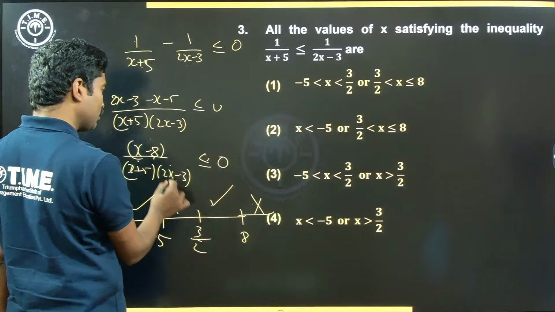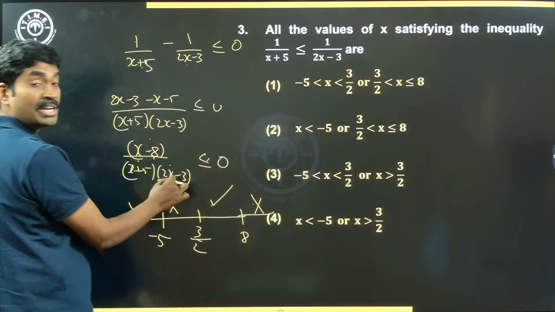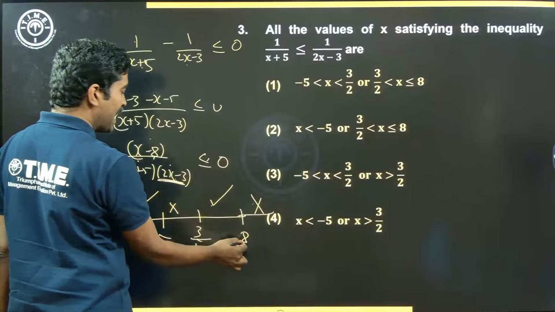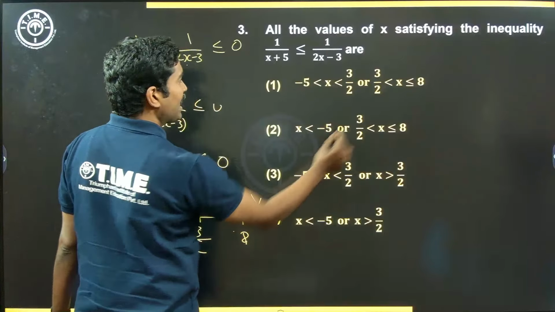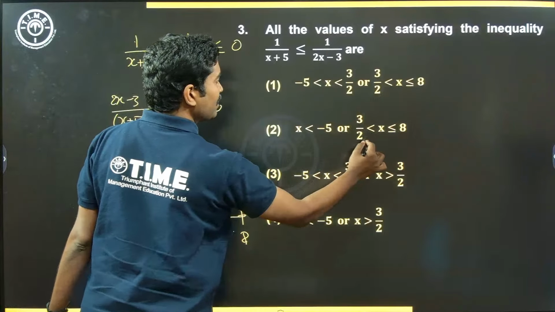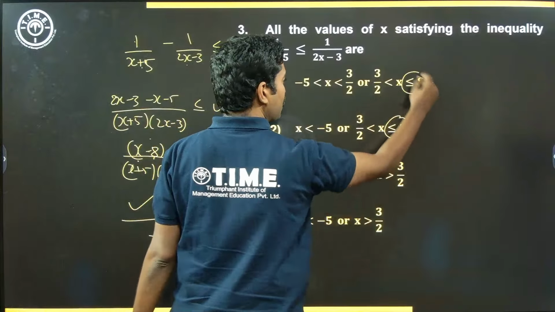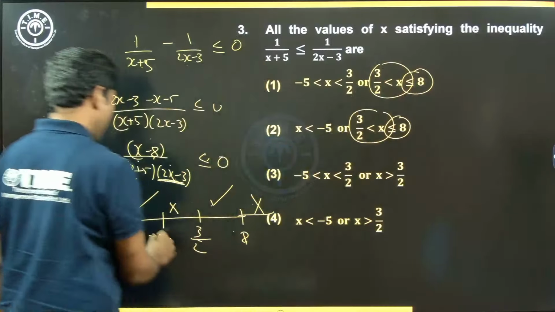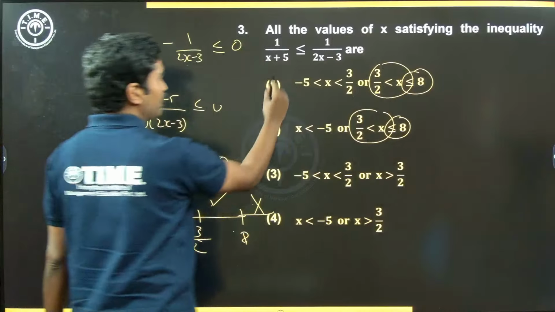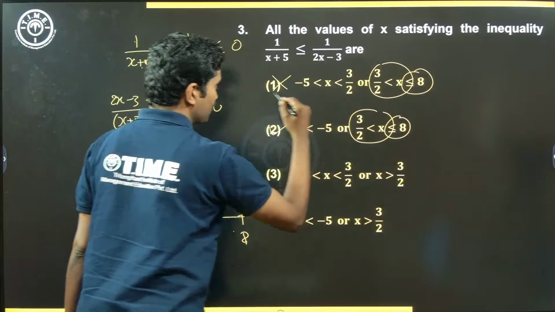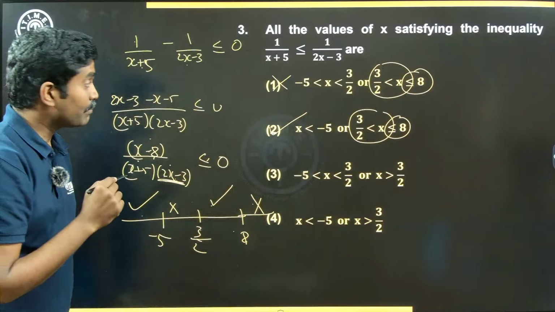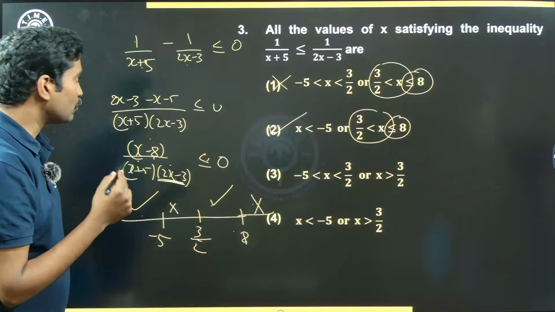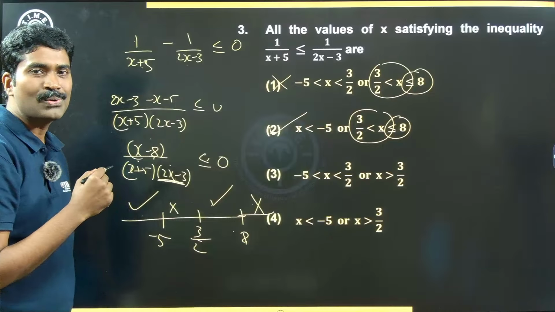So can it be equal to 3 by 2? No. In that case, denominator will be 0. I can't have that. Can it be 8? Yes. Right? So I can have 8 lying between 8 and 3 by 2. It can be equal to 8, greater than 3 by 2, right? Both work for me. It has to be less than minus 5. Not this. It has to be option 2. x is less than minus 5 or 3 by 2 less than x less than or equal to 8.